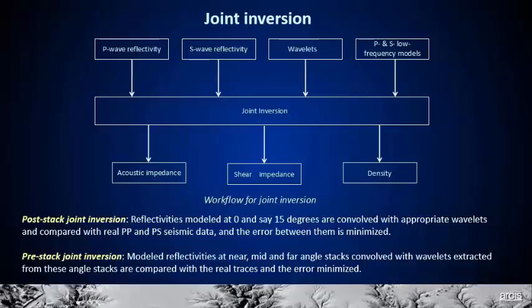When it comes to pre-stack joint inversion, we normally pick up three angle stacks, near, mid, and far, we call it. And here we have a choice as a user. I mean, we can have not three, but we can have 5 or 7 or more angle stacks. And then we extract the wavelet from these angle stacks, and then go about again following the same process, modeling, and the error between the model traces as well as the real data is minimized in an iterative way.